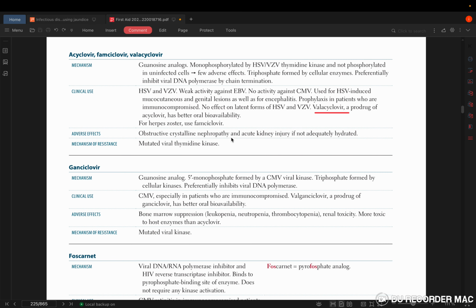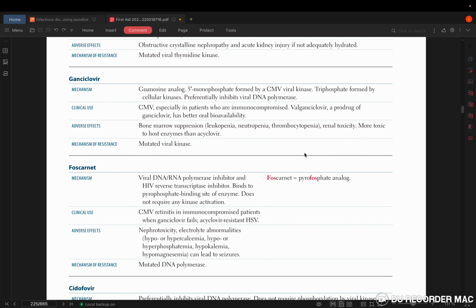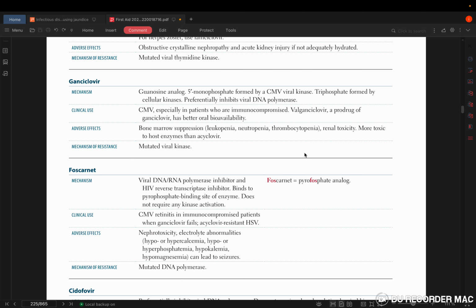So they write: 5' monophosphate formed by the CMV viral kinase, as you can see in the picture, and the triphosphate is formed by the cellular kinase. Again, you need a viral kinase and a couple of cellular kinases to make a triphosphate structure which will inhibit the viral DNA polymerase. No DNA polymerase, no DNA. No DNA, no replication. No replication, the virus gets shed out from the body much earlier.